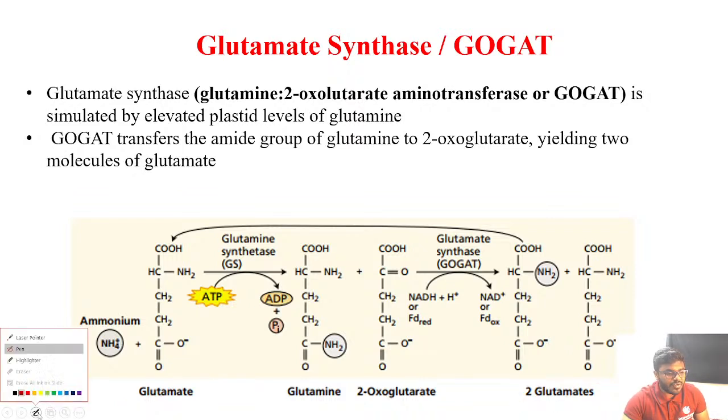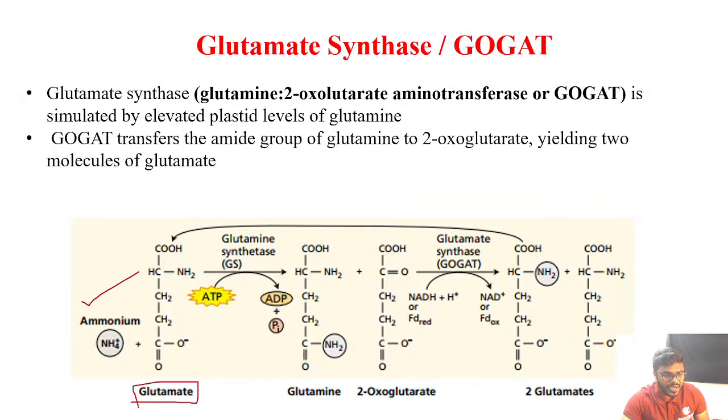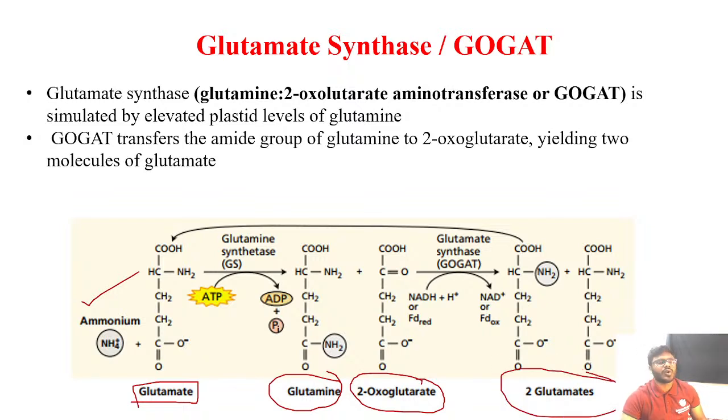Now what's happening here, friends? Ammonium combined with the glutamate, we produced the glutamine. By combining the glutamine with 2-oxoglutarate, we are producing 2 glutamates. Ultimate goal is what? Production of the amino acid. Now my friends, ultimately we have assimilated the ammonium into amino acids.